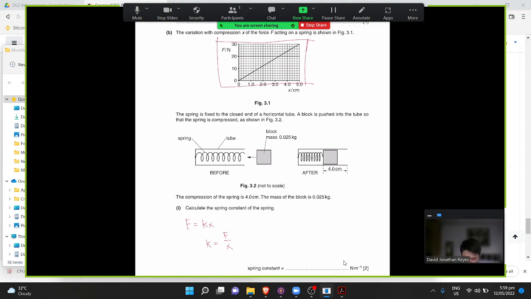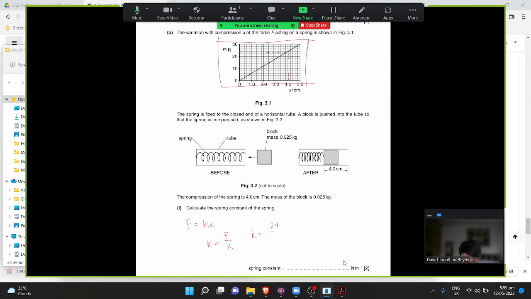Either way. All right. Anyway, so k equals the force here, which is around what value? This one is around 24. So that's 24 newtons over 4.0 times 10 to the negative 2 meters. 24 divided by 4.0 times 10 to the negative 2, and you'll get around 600 for the spring constant, Newton per meter.